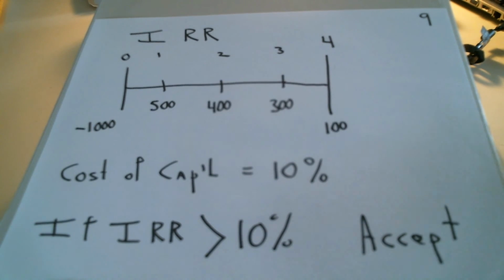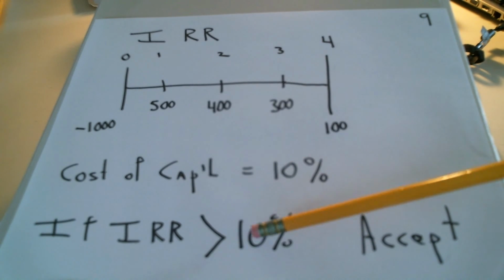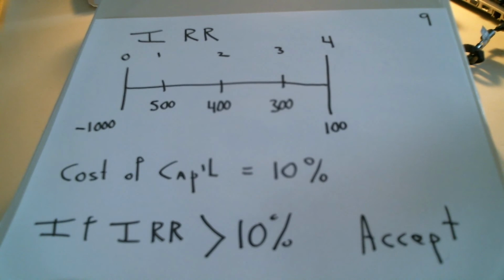And again, the mutually exclusive and independent distinction applies to this as well. So if it's classified as independent and we're looking at two projects, we can accept both if the IRR is greater than cost of capital.